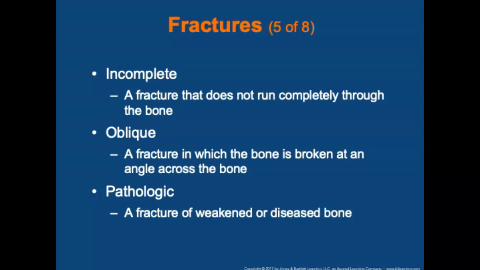We have an incomplete fracture, and that's a fracture that does not run completely through the bone. An oblique fracture is one in which the bone is broken at an angle across the bone, usually as a result of a sharp angled blow to the bone. And a pathologic fracture is a fracture of a weakened or diseased bone, generally produced by a minimal force, and it's usually seen in patients with osteoporosis or cancer.